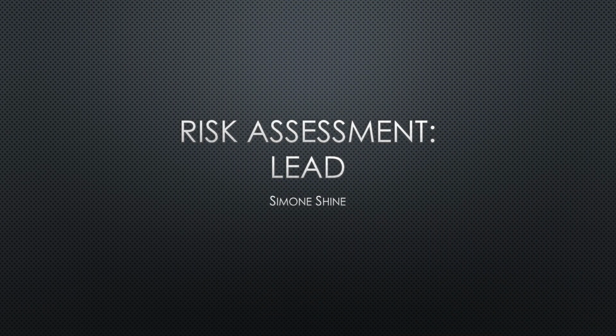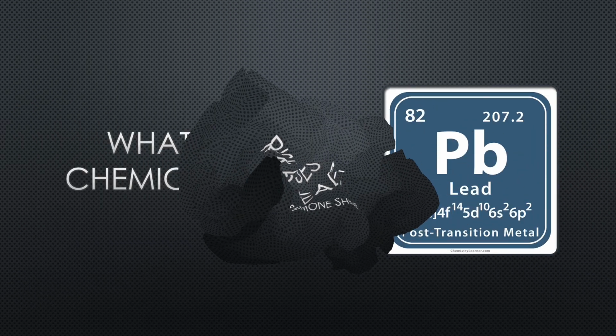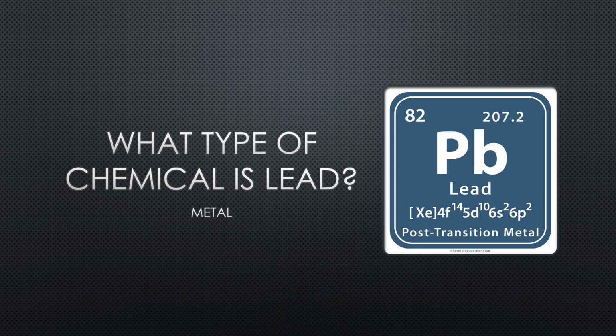My name is Simone Shine, and today I will be conducting a risk assessment for the chemical known as lead. Before we begin, it is important to know what exactly lead is. Lead is a metal. In the periodic table, it is represented by the symbol Pb and atomic number 82.